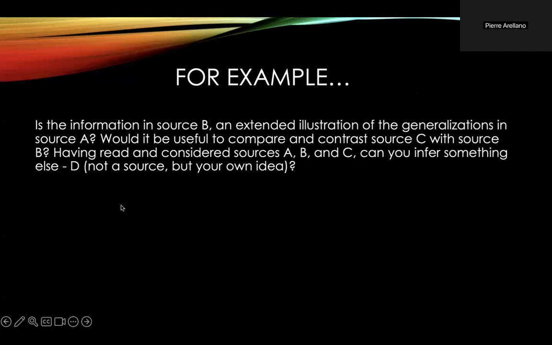Is the information in source B, whatever that source is, an intended illustration of generalizations in source A? Would it be useful to compare and contrast source C with source B? Having read and considered sources A, B, and C, can you infer something else? D, not a source, but your own idea. It sounds complicated, but it's not really. Think of it this way.